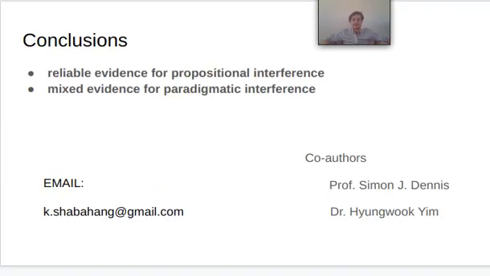In conclusion, our experiments provide reliable support for the presence of propositional interference, but no evidence for paradigmatic interference.